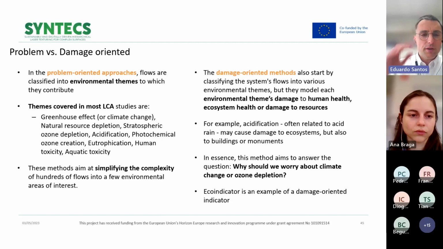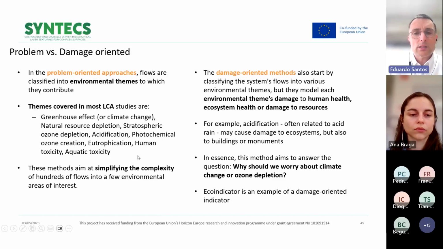I will just go very quickly through here. So the problem-oriented ones, there is a lot of different environmental impact indicators or categories like greenhouse gas effect, natural resource depletion, stratospheric. So as I said, it's more complex. It has a bigger number of environmental impact categories, and they are very hard to connect with each other and to connect also for our understanding in terms of consequences for our daily life.